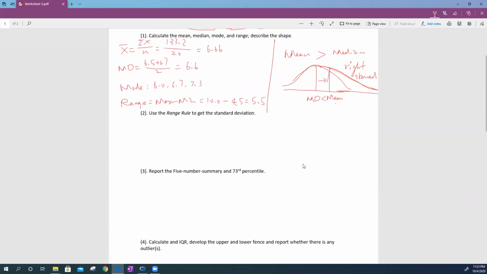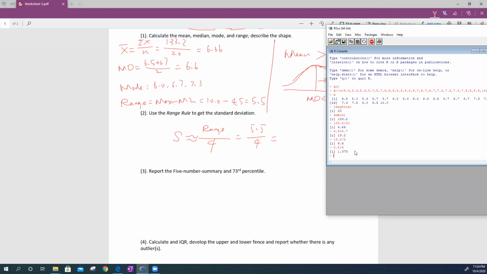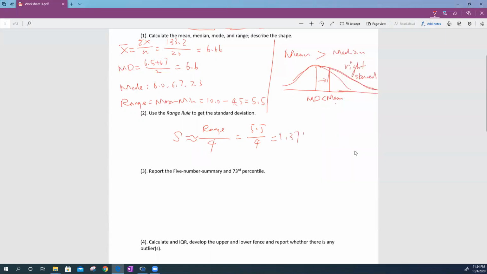And then the range rule of thumb to get the standard deviation. So using the rule, it is range divided by 4. So we have 5.5 divided by 4, which is 1.375. That's the estimated standard deviation.